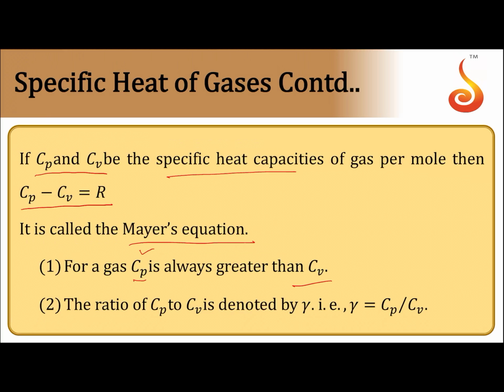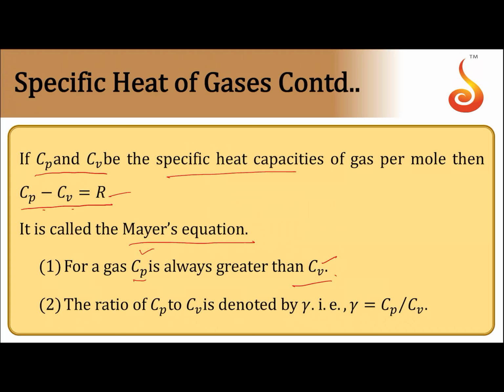But in case of constant pressure, you are supplying heat which is utilized for raising temperature also, and the system will perform work also in order to maintain constant pressure. But at constant volume, all the heat that you supply is utilized for raising temperature only, there is no work done. So Cp is always greater than Cv. So Cp minus Cv is equal to R. This itself says Cp is greater than Cv.